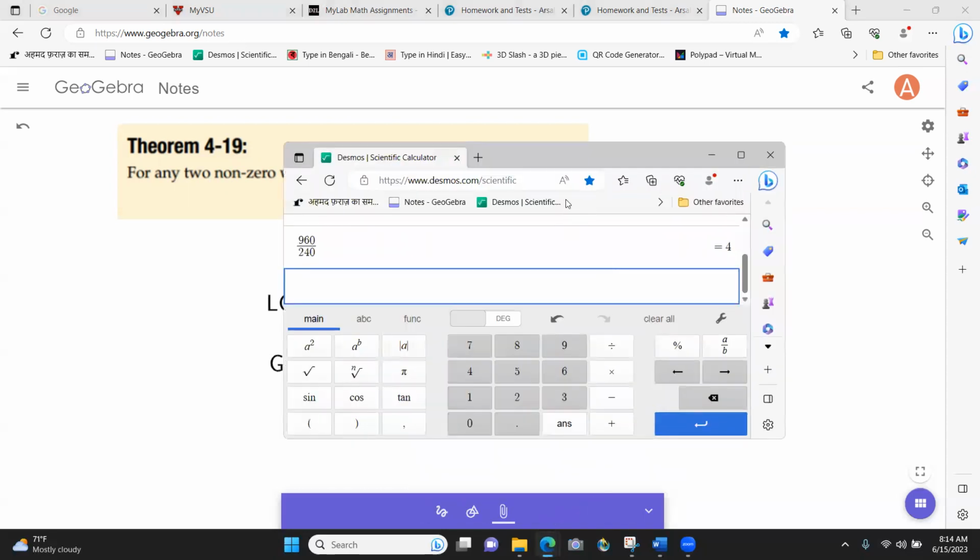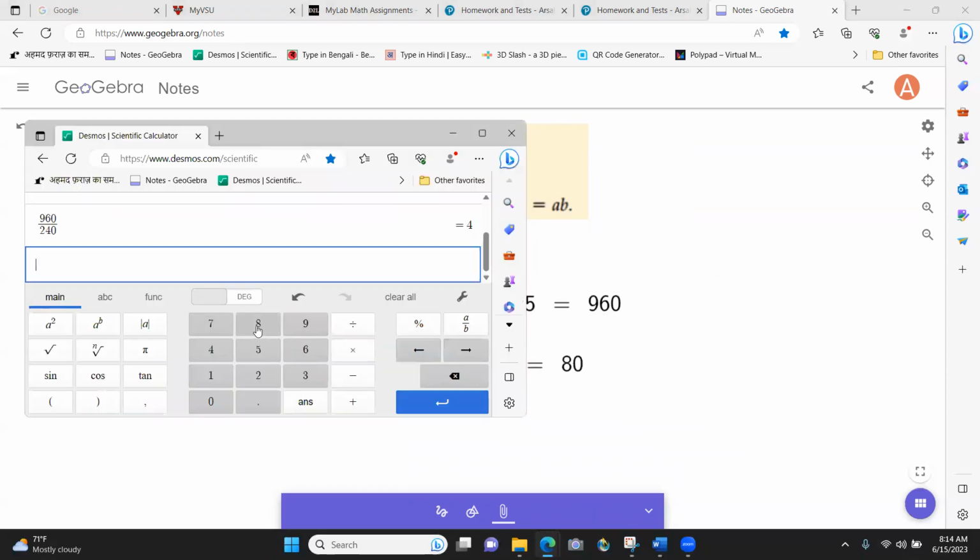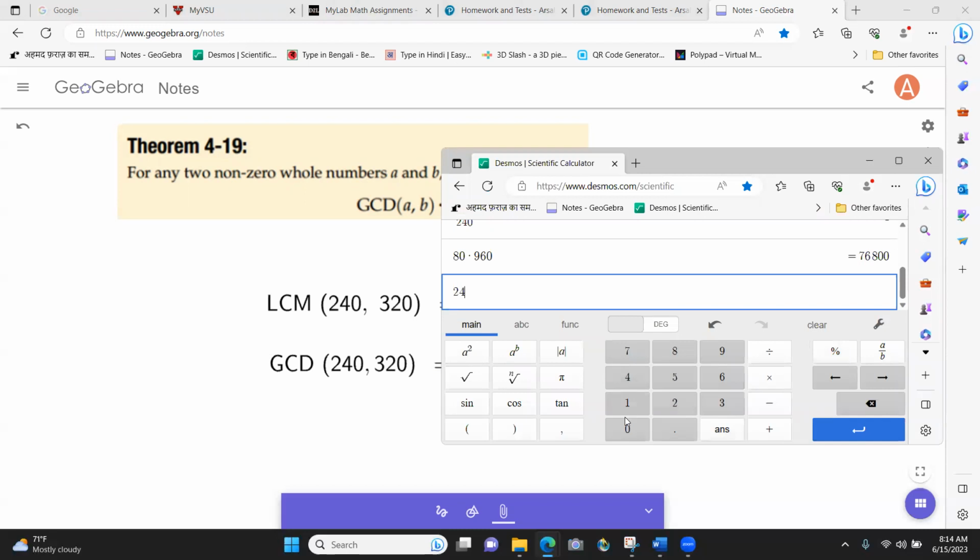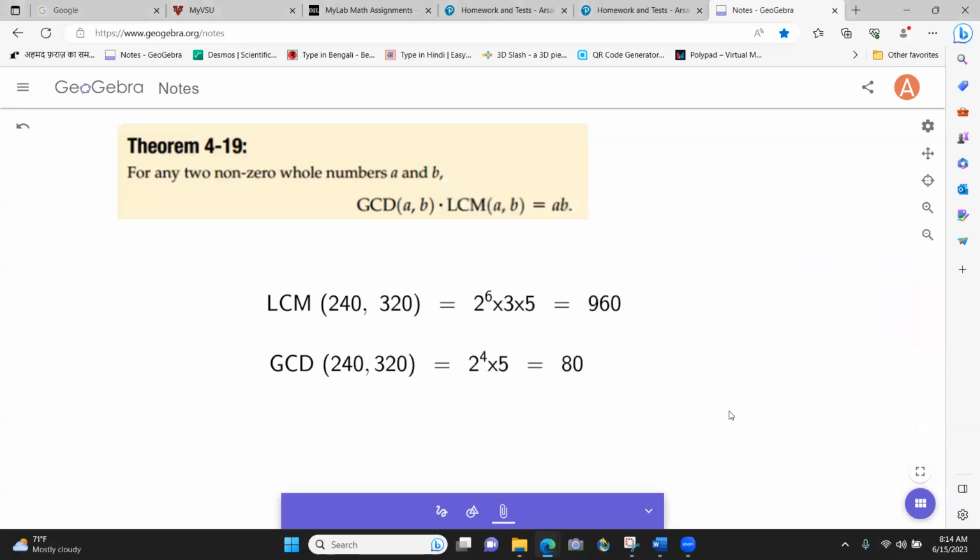So let me go back and test if it works here for this one. 80 times 960 is 76,800. And what's 240 times 360? Sorry, not 360, 320. It's the same number, 76,800.